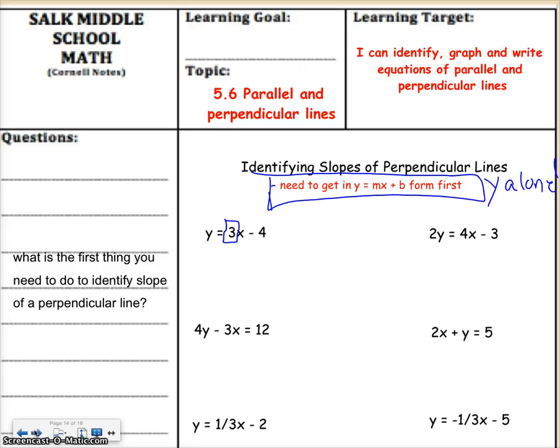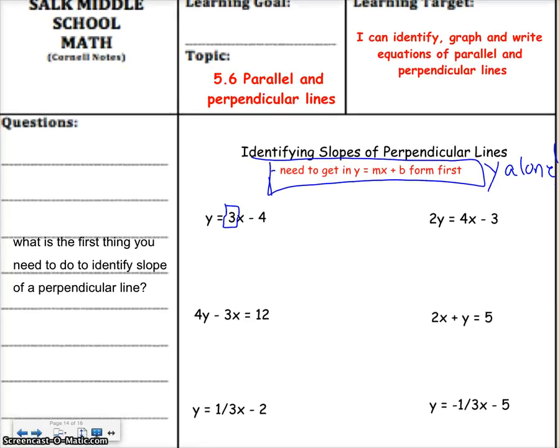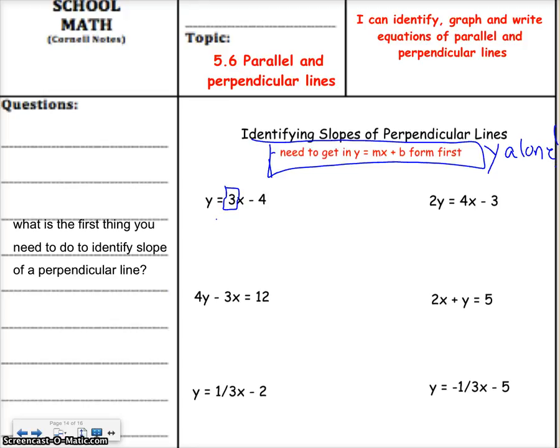I just happened to notice as I started this problem that y already is by itself. So all I do is box off the slope. So my slope is 3 over 1. So my perpendicular slope is going to be negative 1/3.